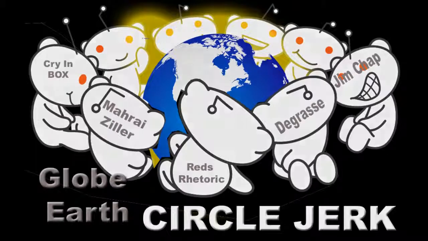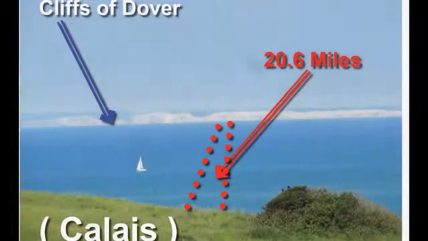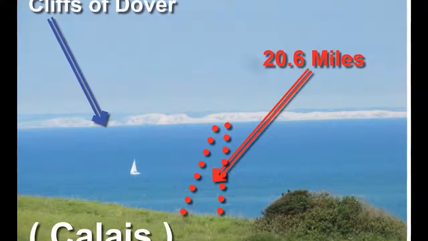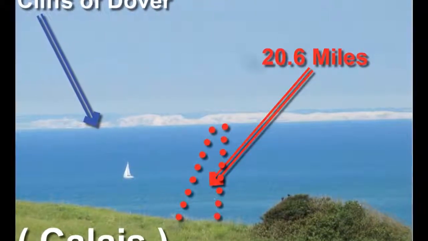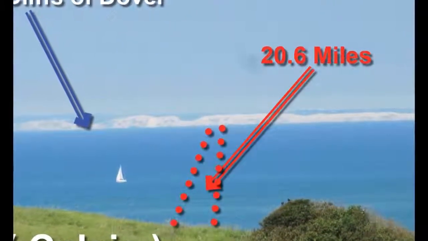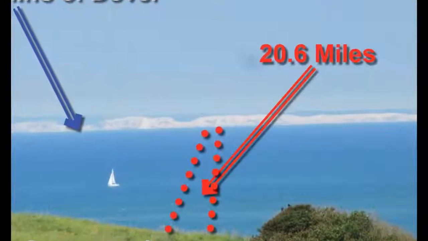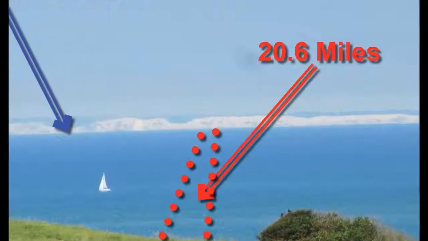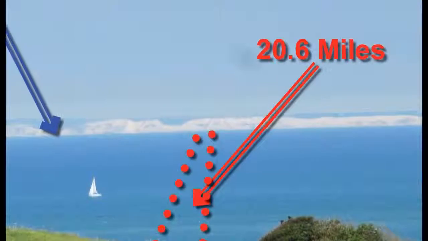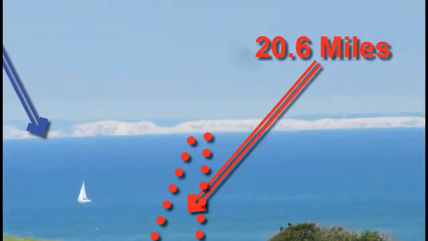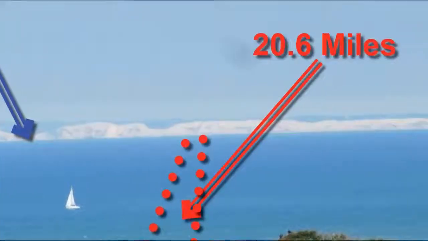Thank you very much. Now, looking at this image here, we can see plainly the cliffs of Dover from Calais, which is 20.6 miles, obviously a giant bulge of water that sailboat is tugging its way up, right? Or would it be tugging its way down? I guess it would be down, but it's certainly a giant, huge bulge of water there, obviously.